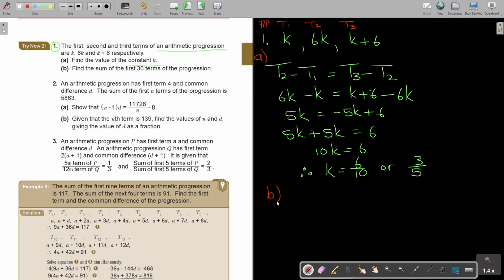Find the sum of the first 30 terms of the progression. Okay, so before I go to S, let's just see. If I fill in my terms, it's always good to first just see. I have the value of A. I just want to fill in there, so term 1, you don't have to, but I want to so that you see, because sometimes it's not so obvious. So term 1 is going to be 3 over 5.